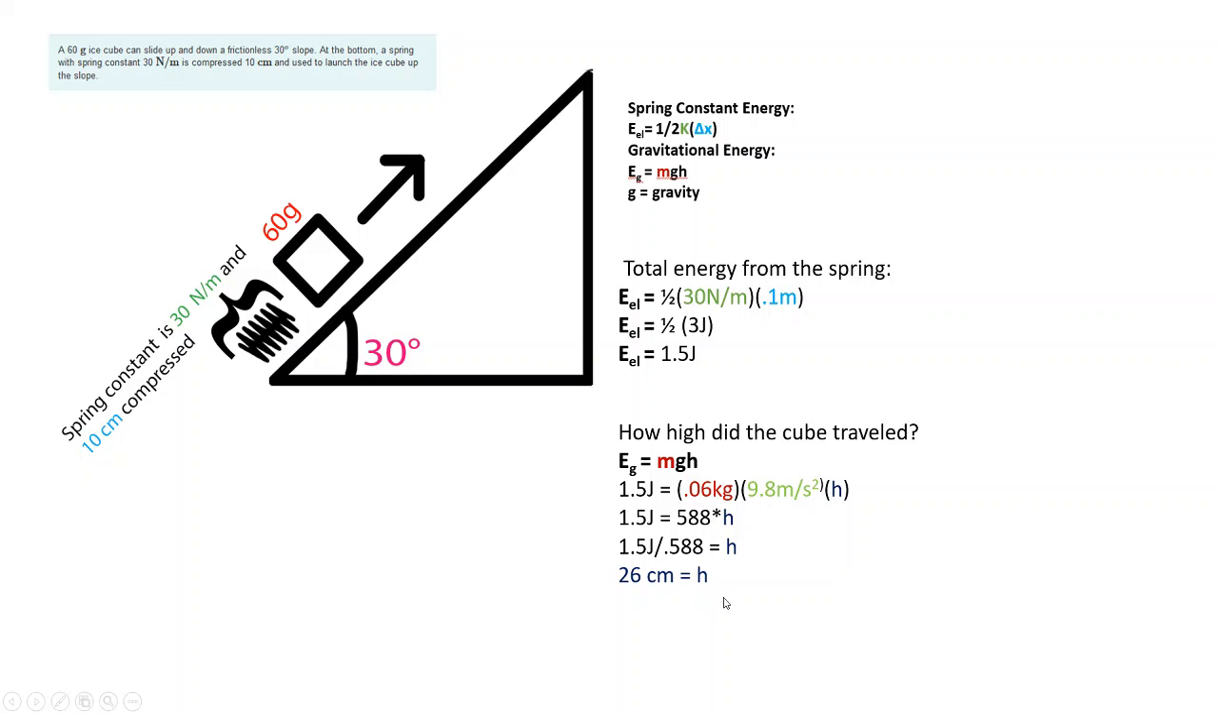For your problem, it might be different because you have different numbers. But this answer should make sense because 1.5 joules is not a lot of energy, and so pushing a 60-gram ice cube upward should not be super high or super small. So 26 centimeters seems like a perfect number.